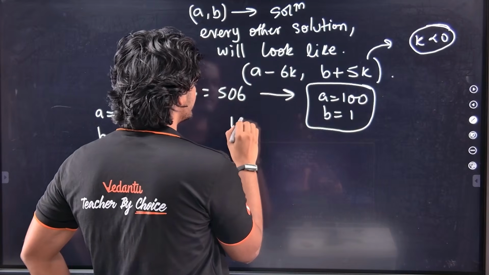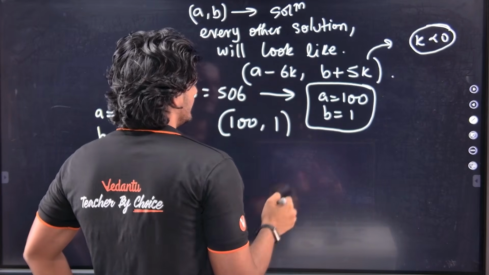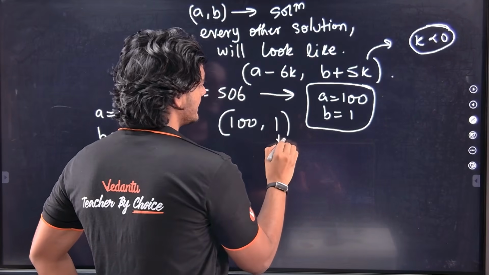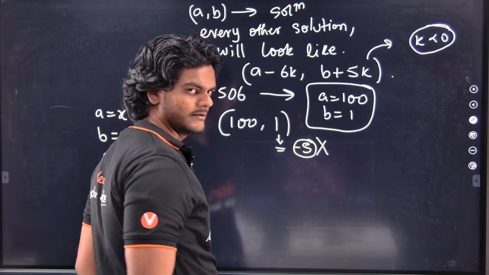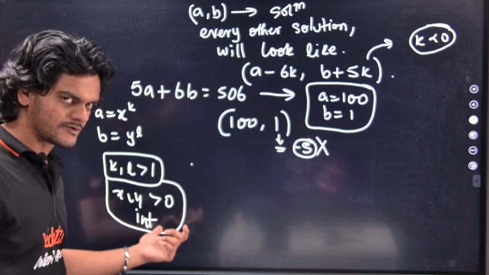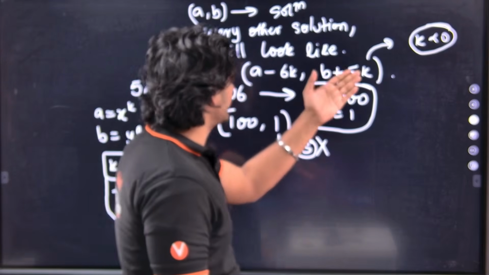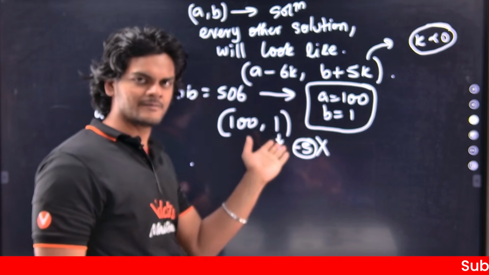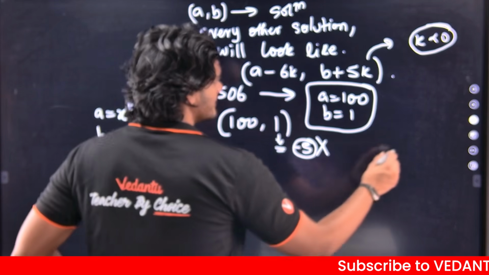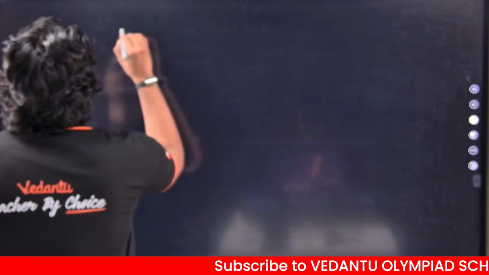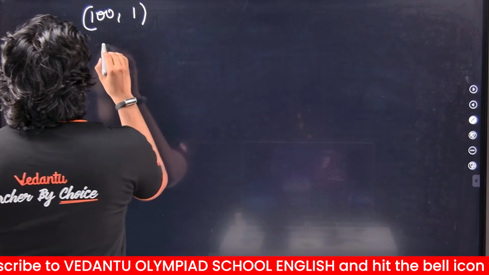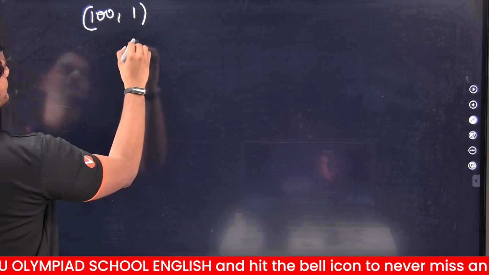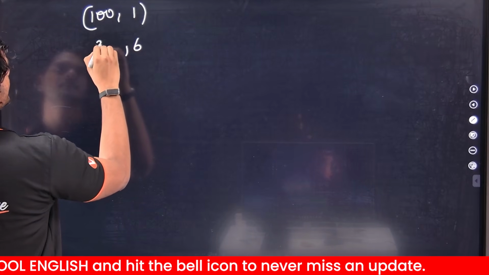So my initial solution is 100, 1. I cannot decrease my y quantity. I cannot do minus 5 because I'll get a negative quantity, which is not allowed for me. So I'll keep on increasing by 5. So I have to decrease by multiples of 6 in the first term. So we will check that. 100, 1 is a solution. So we'll do minus 6 plus 5. So this will be 94, 6.